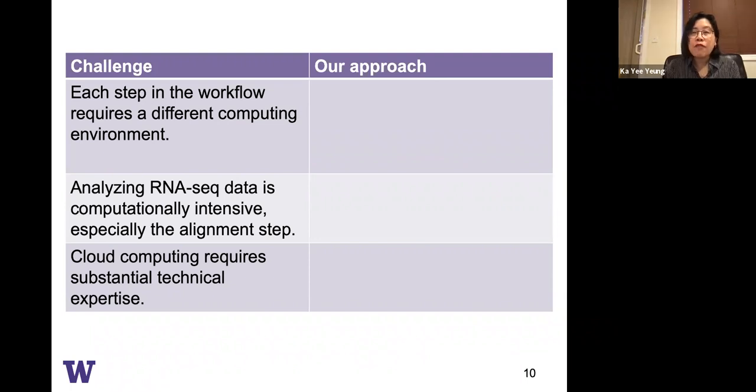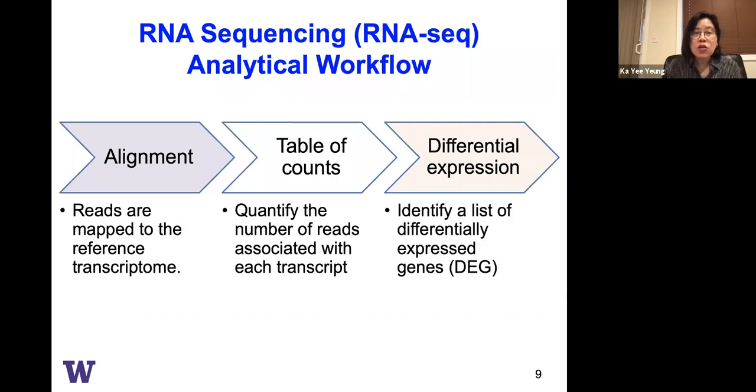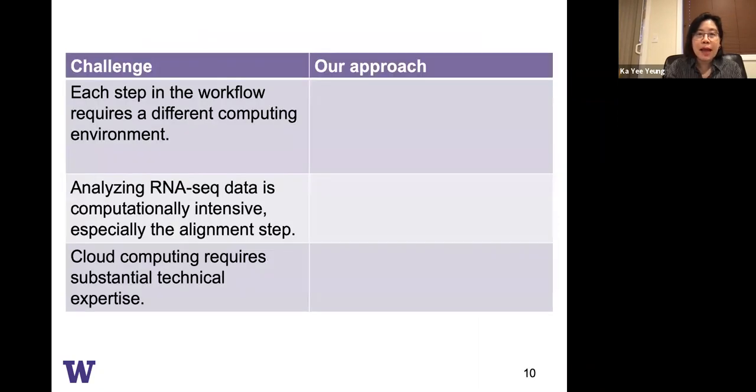For example, let's go back to the previous slide. The alignment step is typically the most computationally intensive. The tools for this step are typically written in C, C++, typically some compiled form of languages. And then the differential expression step would typically use R and Bioconductor tools to perform this step.